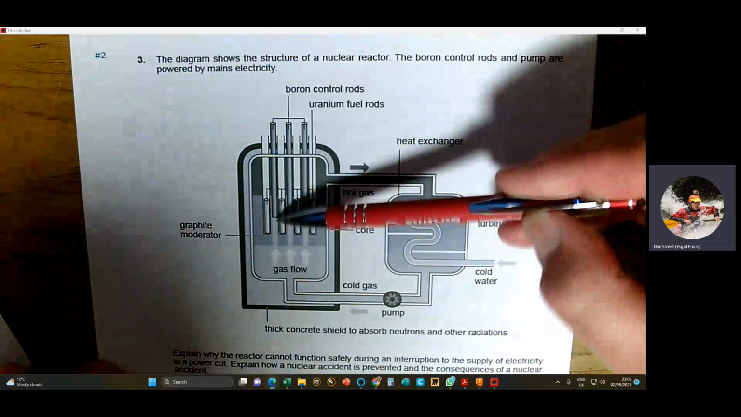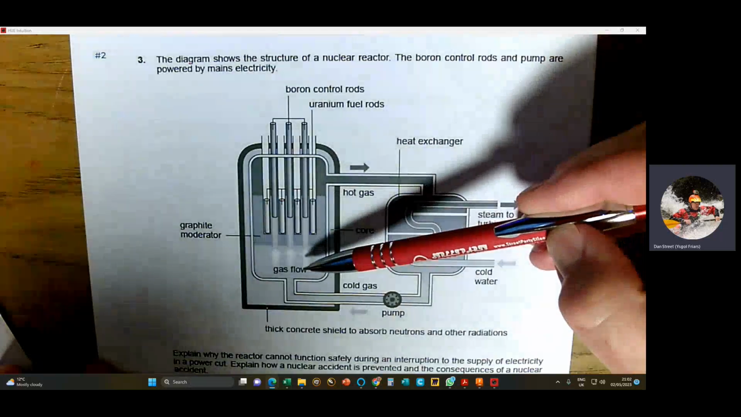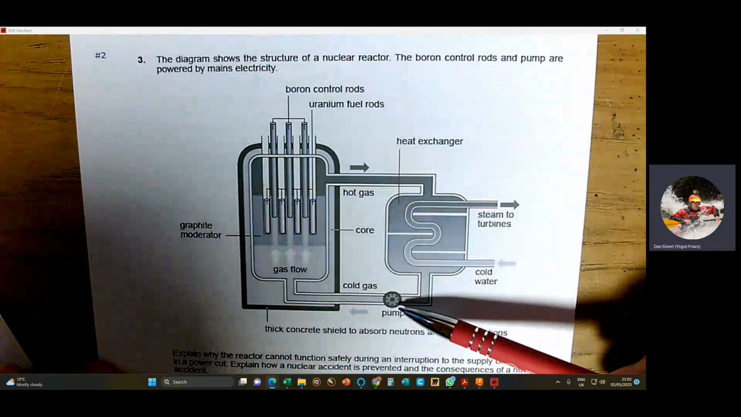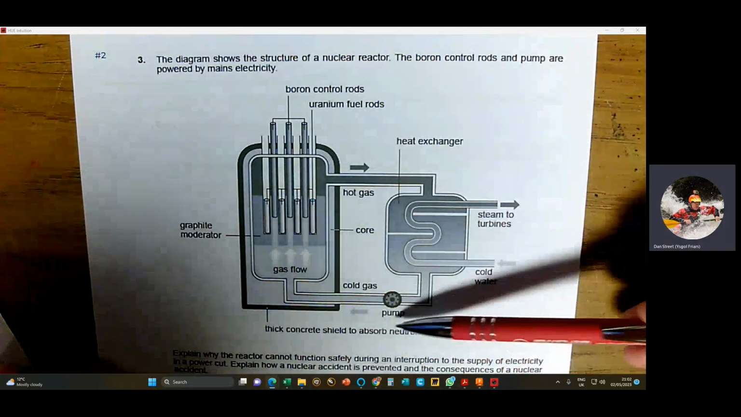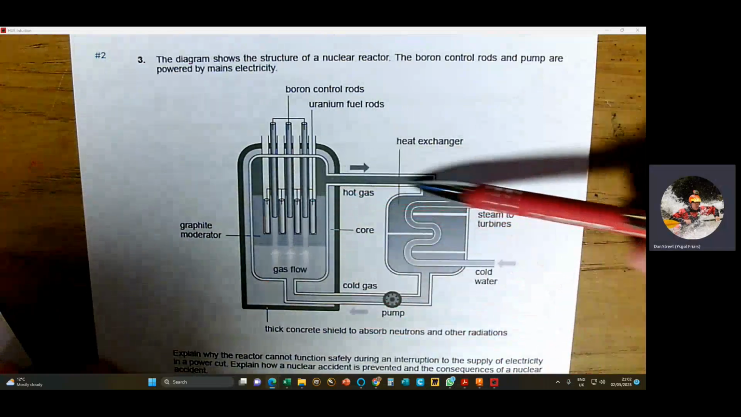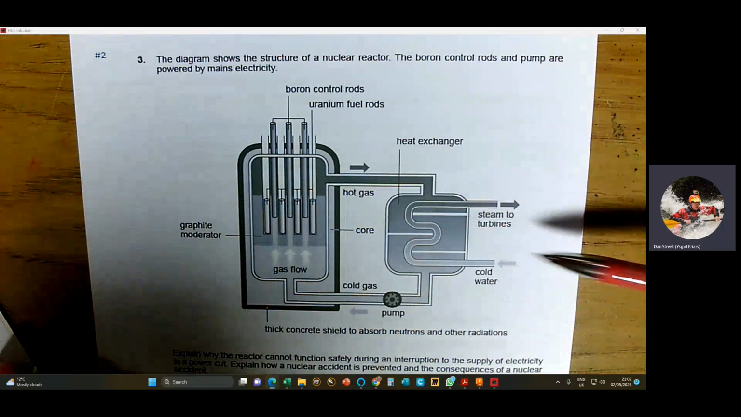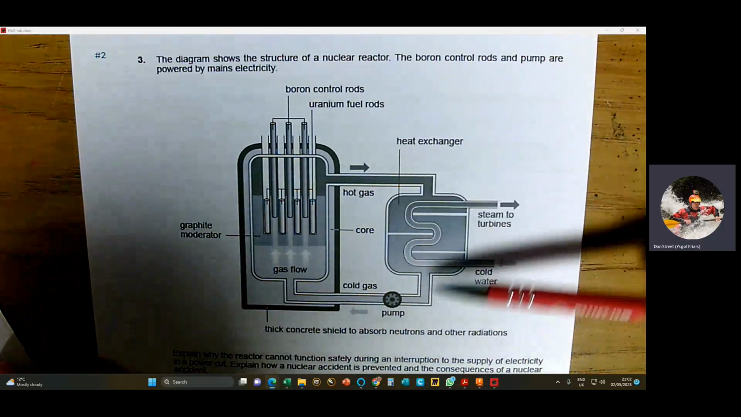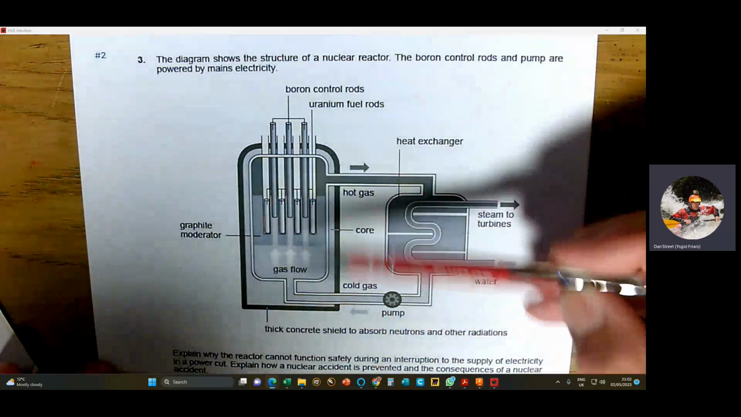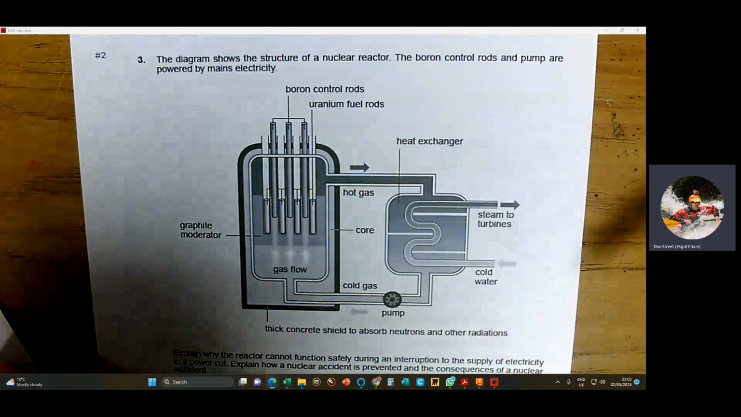So these are control rods that slide in and out of the reactor. When they're in, the reactor slows down. When they're out, the reactor speeds up. And here we have the pump, and that pump pumps coolant around the reactor, and that coolant takes the heat away and uses it to turn water into steam to drive a turbine. But it's also there as a safety feature because it keeps the reactor cool. Okay, and these are both driven by mains electricity.